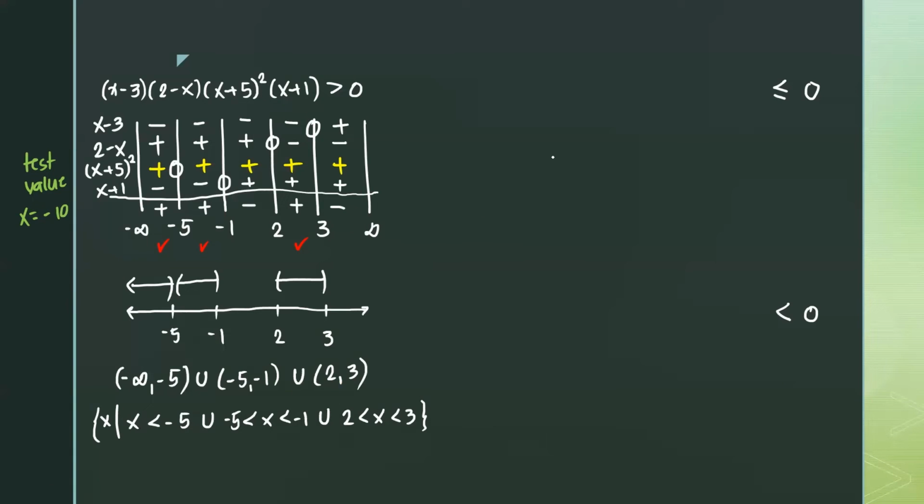The next one, it says there, less than or equal to 0. So, negative 5, negative 1, 2, and 3. Now, guys, for it to be less than or equal to 0, what should I consider? Looking at the table, what should I consider? Yung negative, very good. So, from negative 1 up to 2, at saka yung 3 up to infinity.